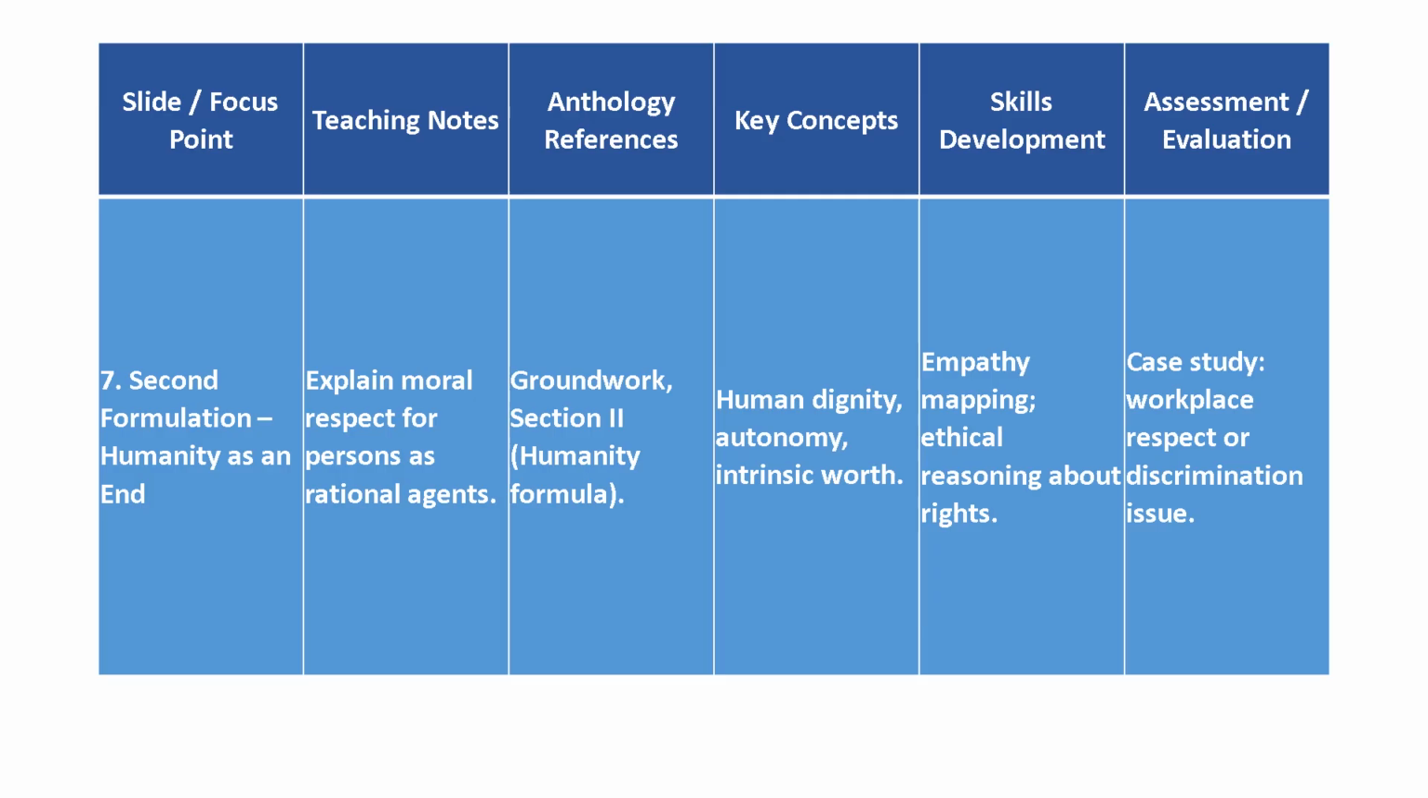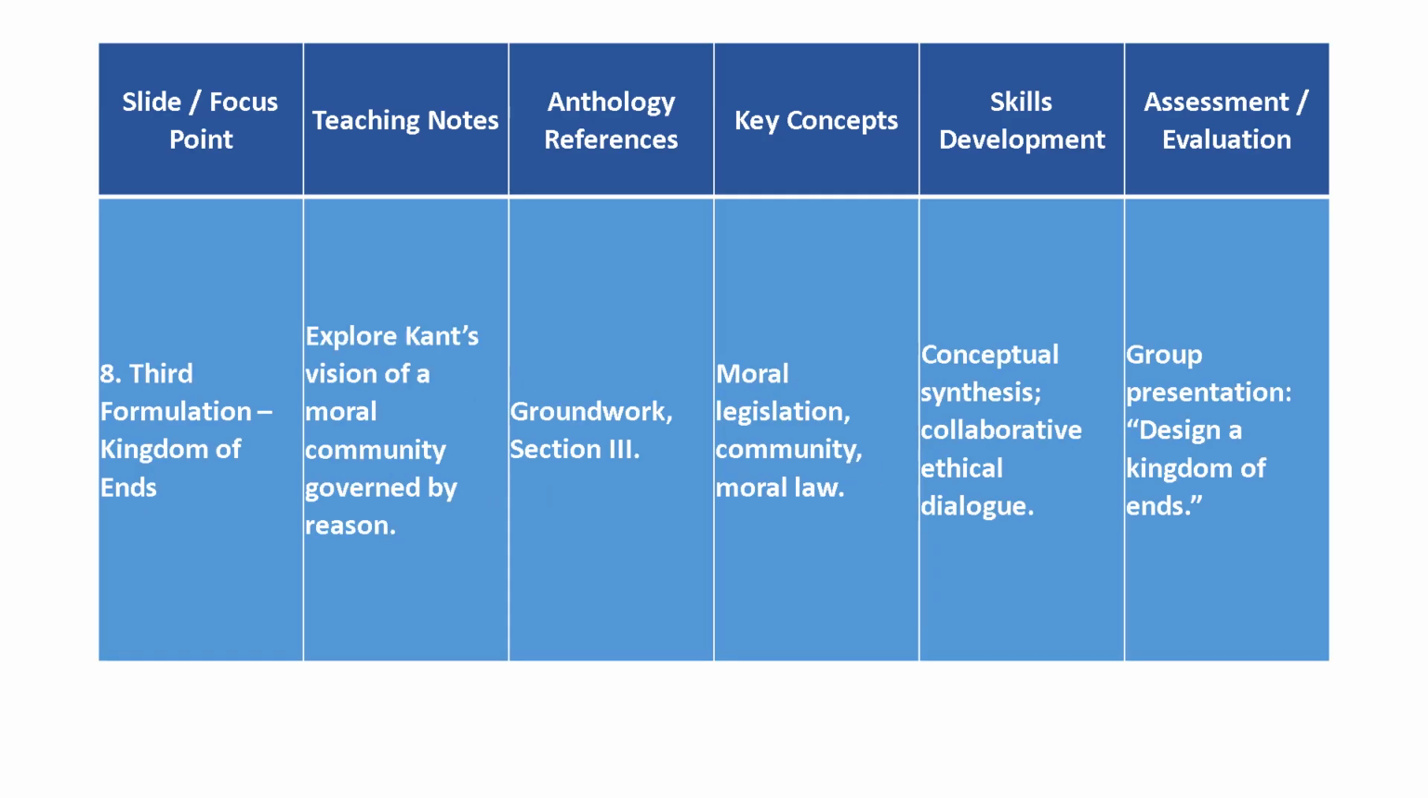Then we have number 7, which is the second formulation, humanity as an end. In the teaching notes, we explain moral respect for persons as rational agents. Wonderful. Groundwork section 2, humanity formula. Key concepts are human dignity and autonomy, intrinsic worth. Lovely. Skills development: empathy mapping, ethical reasoning about rights, human rights. Assessment evaluation: a case study on workplace respect or a discrimination issue, which is lovely.